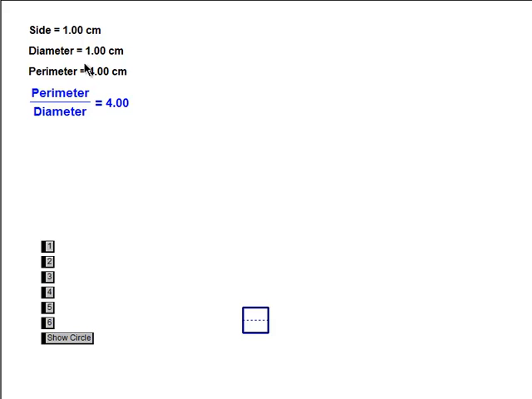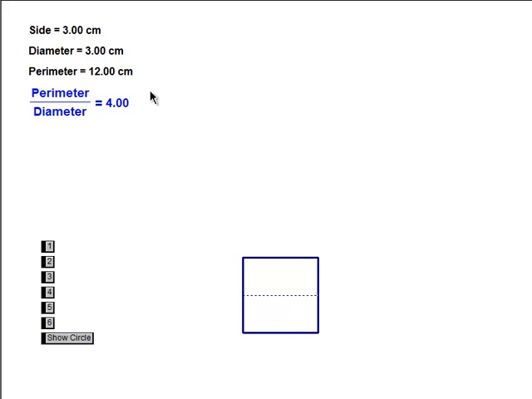Okay, pretty clear. The ratio of the perimeter to the diameter is the distance around divided by the distance across, and 4 divided by 1 is 4. Let's go to a 2 by 2 square. Here it's 2 centimeters across, and it's 2, 4, 6, 8 centimeters around. Notice if I take the ratio again of 8 to 2, I come up with 4. So what I'm getting is the same ratio.